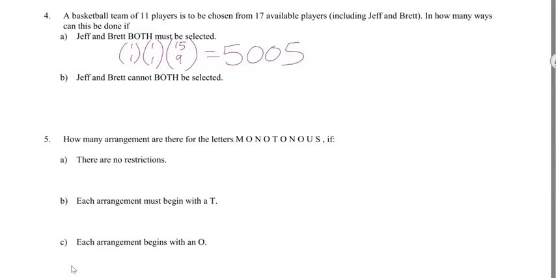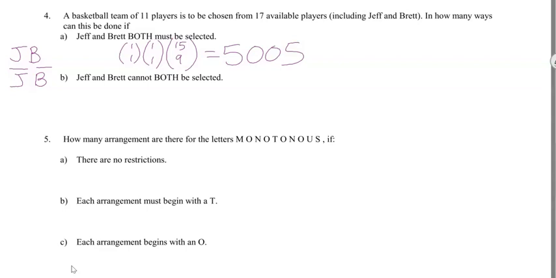So let's examine all the possibilities, right? We've got Jeff, Brett, 15 other people. Now, here we've got Jeff and Brett both selected, right? Let's call that JB, the outcome where they're both selected. Now, usually in math, when we put a bar over something, it says not. So that's neither Jeff nor Brett, right? So neither of them are selected. So they both can be selected. That's actually part A. Neither of them can be selected.